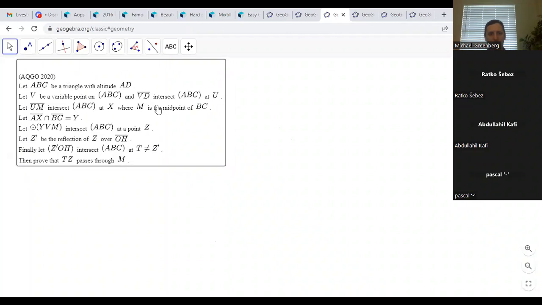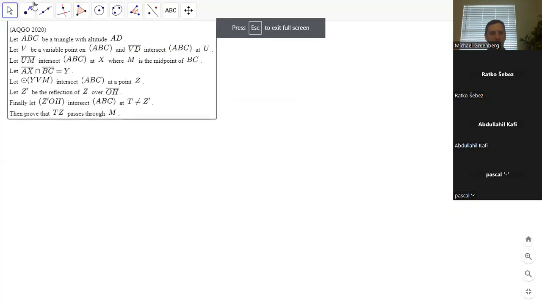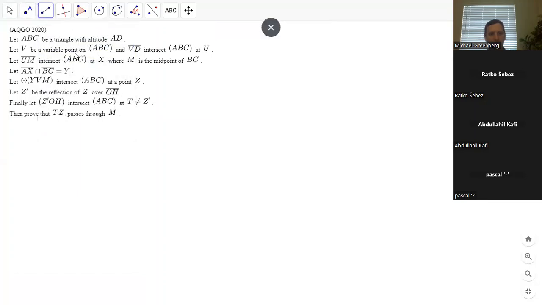This looks like a long problem, but yeah, actually I don't know if it's that bad. So we have a triangle ABC and AD is the altitude. V is a point on the circumcircle.